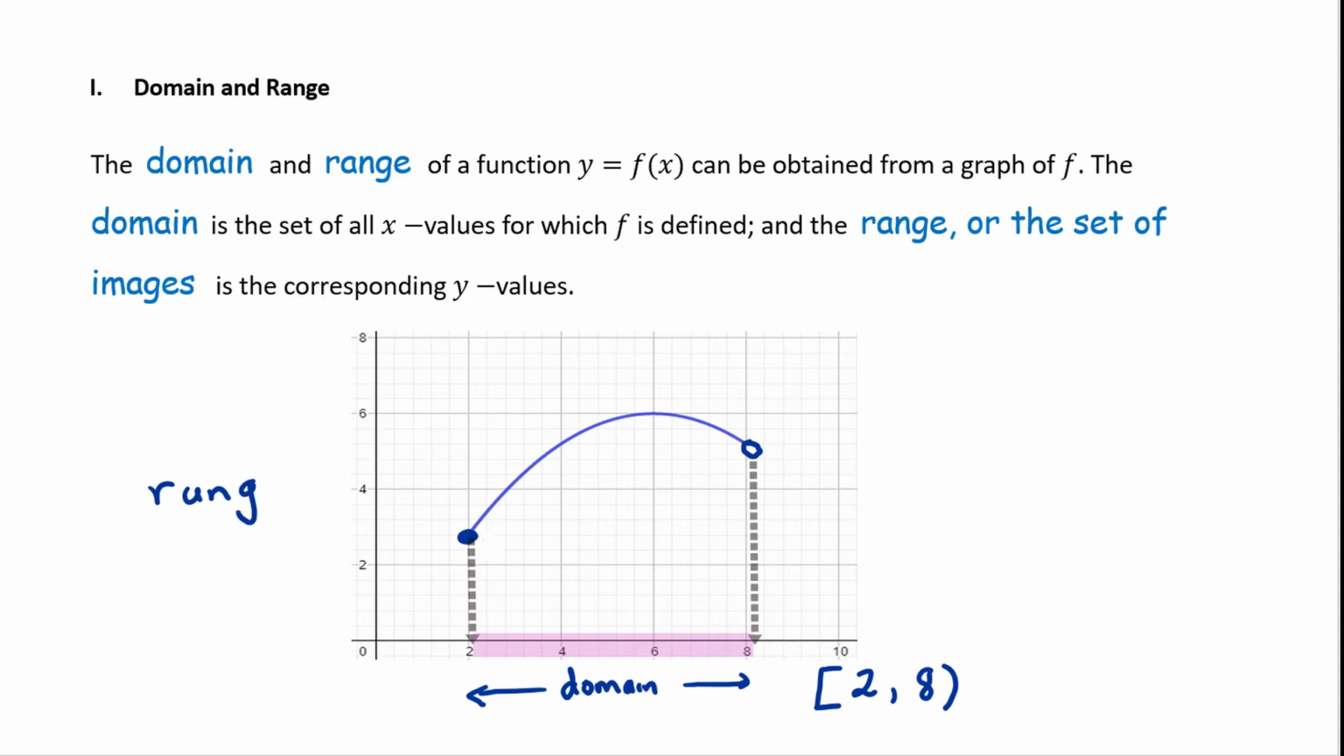The range is the full expanse of the graph on the y-axis. Using interval notation, the range is bracket, again because of the solid dot, the value looks like 2.4, to 6, and bracket again because 6 is included.